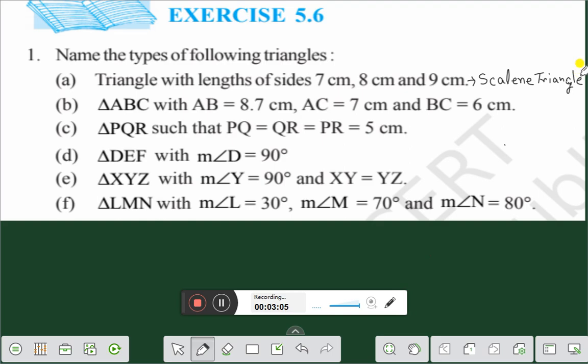Right? Therefore, A. Triangle with lengths of sides 7 centimeter, 8 centimeter, 9 centimeter, that is scalene triangle. Question number B. Triangle ABC with AB equal to 8.7 centimeter, AC is equal to 7 centimeter, and BC is equal to 7 centimeter. Here also you see that all the sides are unequal. Therefore, this triangle is known as scalene triangle.